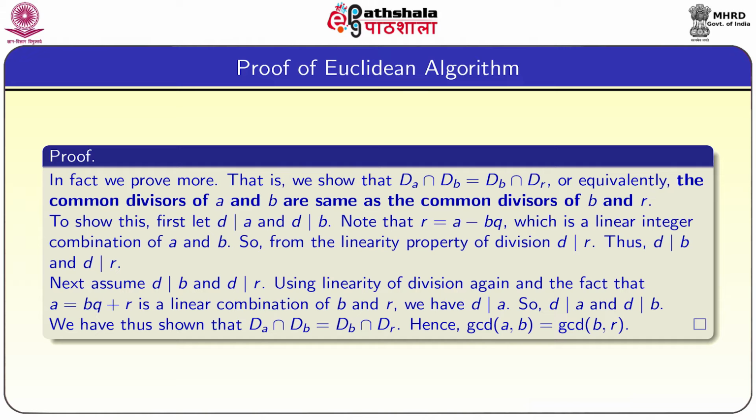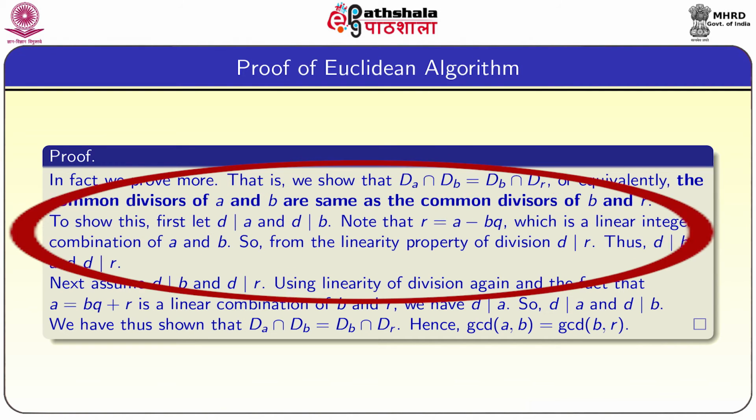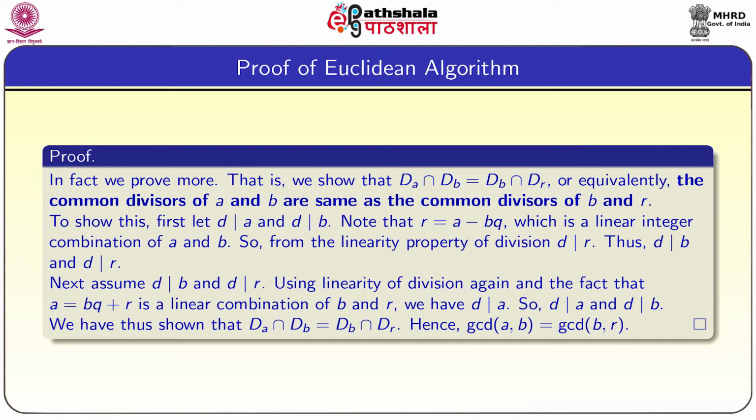To show that, first we will take D divides A and D divides B, that means D belongs to dA intersection dB. As we know, in order to prove two sets are equal, we generally prove that one is a subset of the other and the other is a subset of the first one. So, we had to show that dA intersection dB is a subset of dB intersection dr, and similarly we had to show that dB intersection dr is a subset of dA intersection dB. For that we choose first D belongs to dA intersection dB.